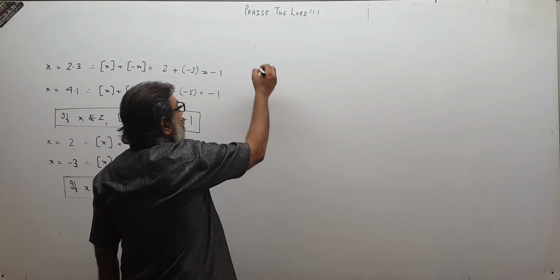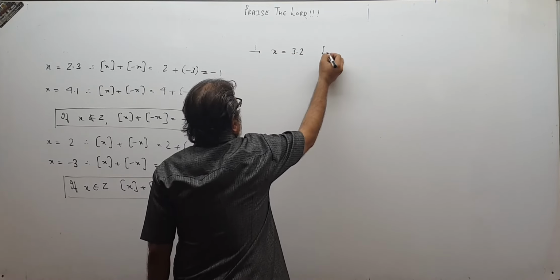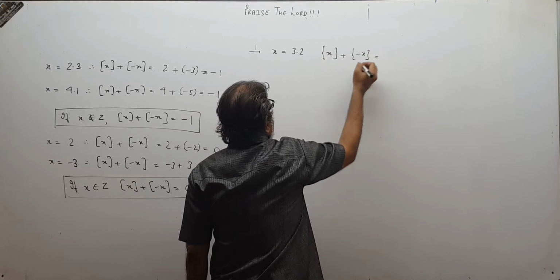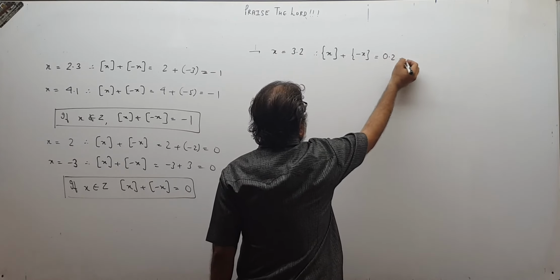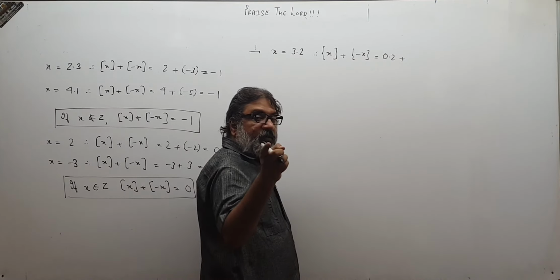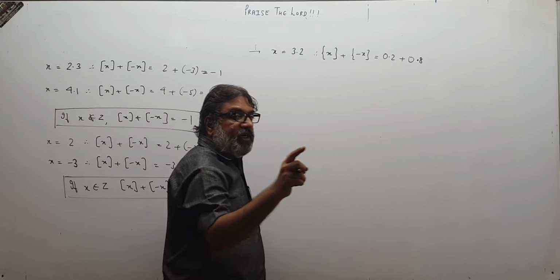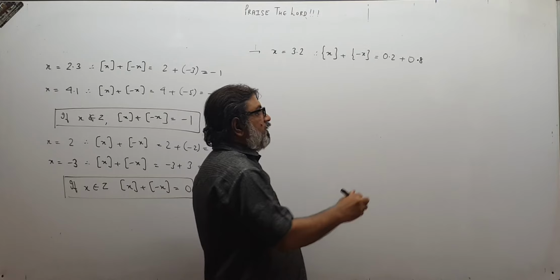Come to fractional part. If x is 3.2, then fractional part of x plus fractional part of minus x. See, 3.2 fractional part will be 0.2. Minus 3.2 fractional part will be 0.8, because for minus 3.2 integer part will be minus 4 and then plus 0.8. Please do it and check. So this will be 1.